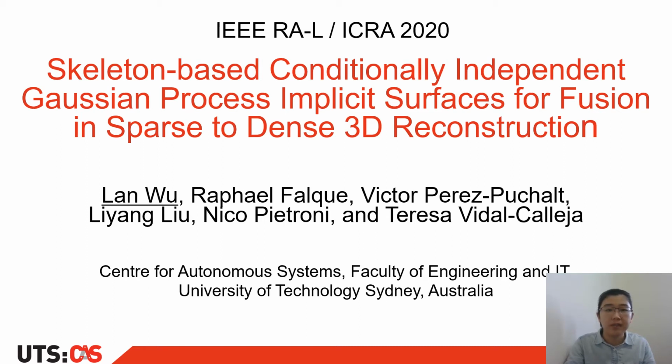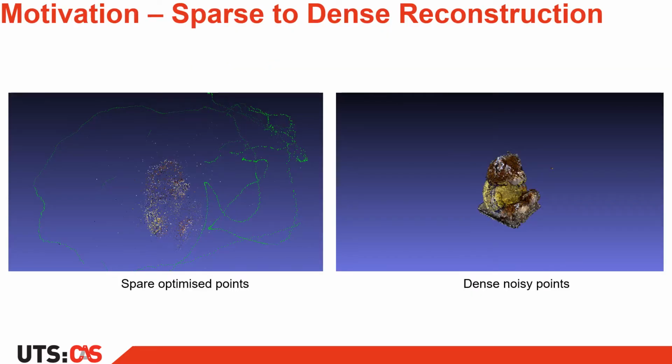Welcome to our presentation. This paper is about a method to estimate a probabilistic representation of the implicit surface of 3D objects. I will firstly introduce our motivation and method, then show some results comparing with other popular reconstruction techniques. First, I'm going to talk about our motivation.